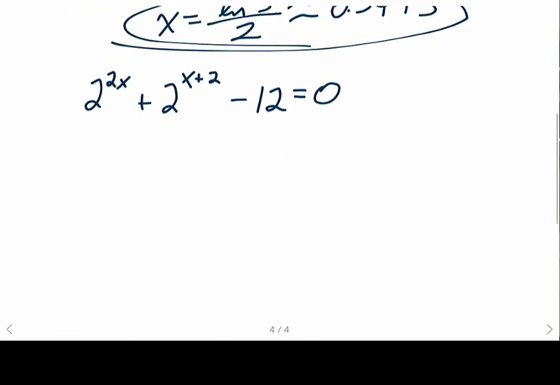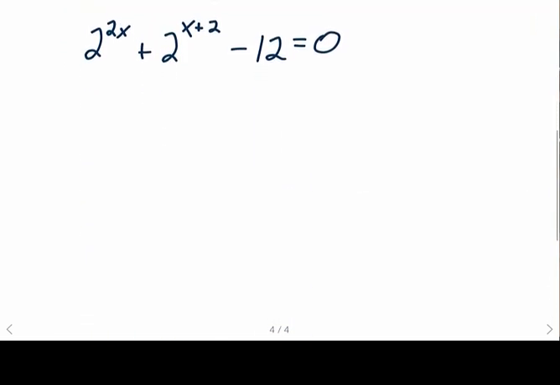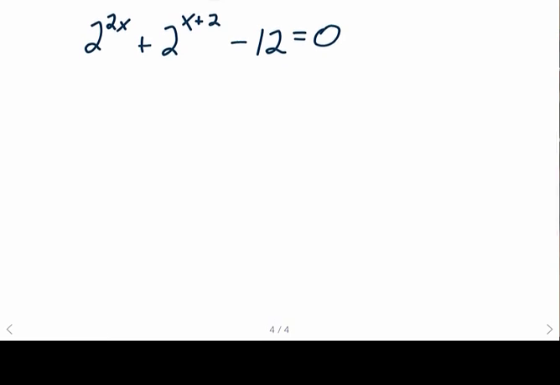As is our last example for this video, 2 to the 2x plus 2 to the x plus 2 minus 12 is equal to 0. At first, you're going to look at this and say, foul. 2x is not exactly double x plus 2. You're absolutely right. What we need to do is recognize that 2 to the x plus 2 represents a product in and of itself.